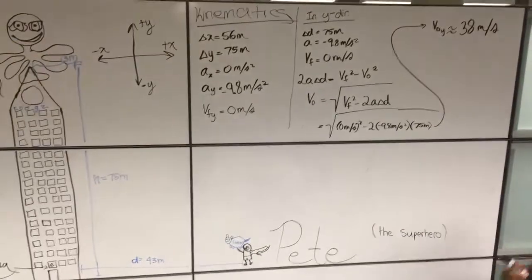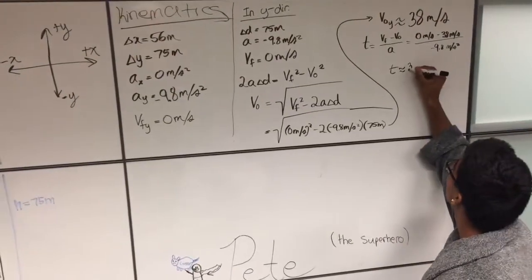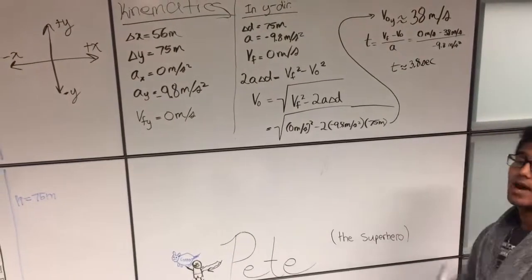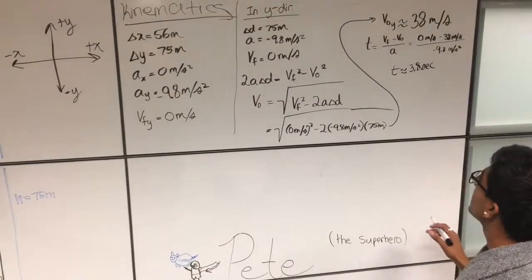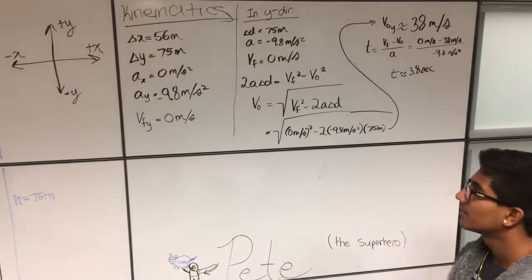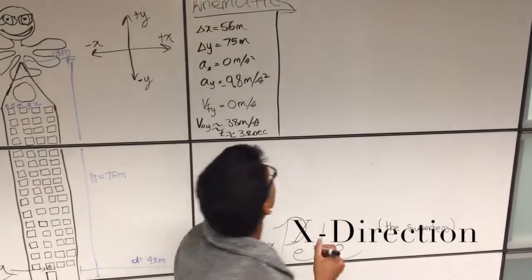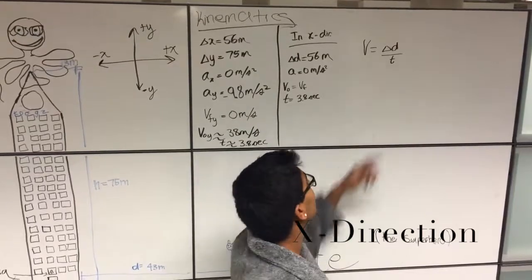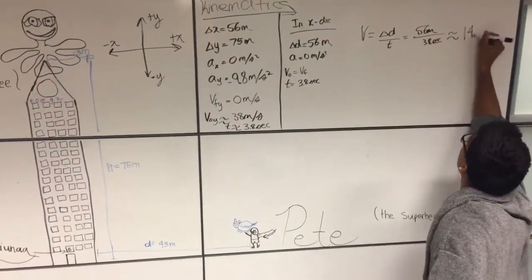And now we know our initial velocity in the y direction. Time is about 3.8 seconds. Now we know the time in the y direction, so now we know that the time in the x direction also has to be about 3.8 seconds. Now let's solve this equation in the x direction. We know that velocity is equal to change in displacement over time, and so plugging this in, we get about 14.7 meters per second.